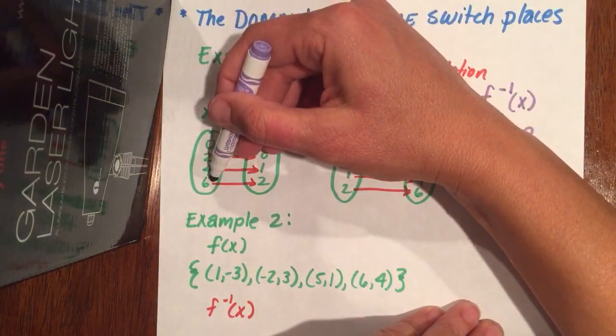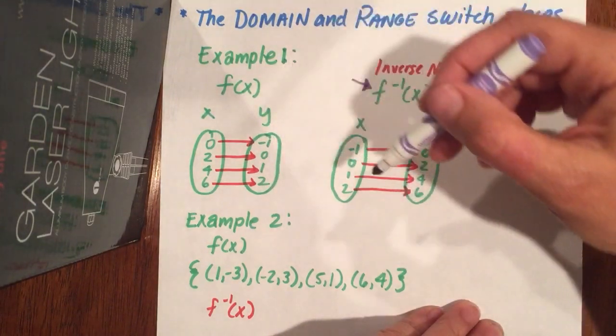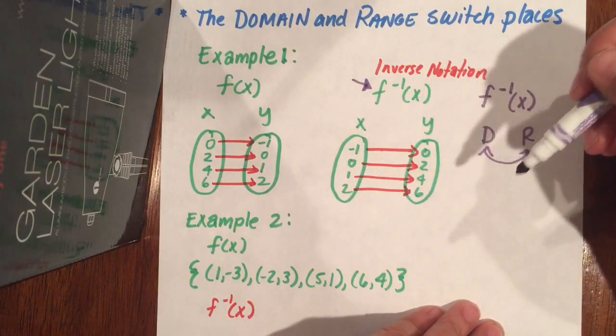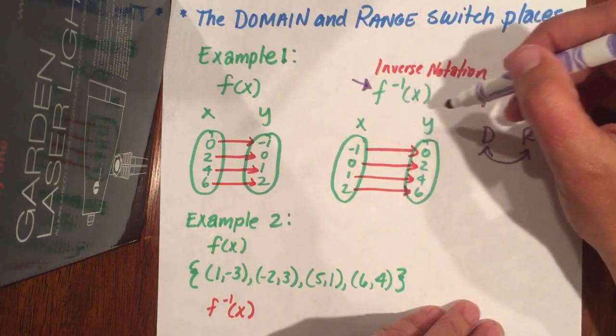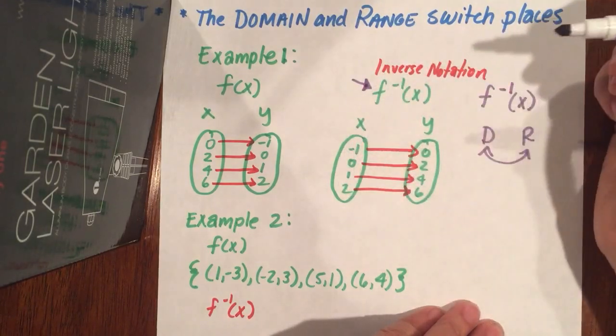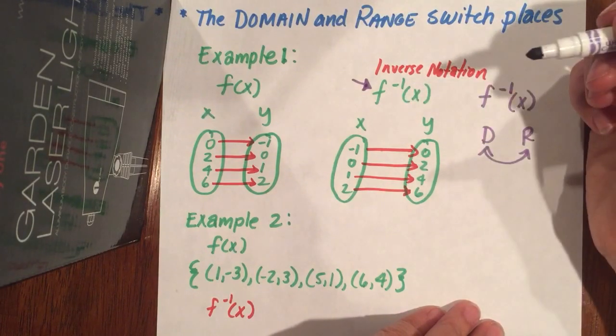And on the original function, when 6 was my input and 2 was my output, now 2 becomes my input and 6 my output. So you can see the only thing you do to create an inverse function is basically switch the domain and range. So switch your x's and your y's. It's as simple as that.